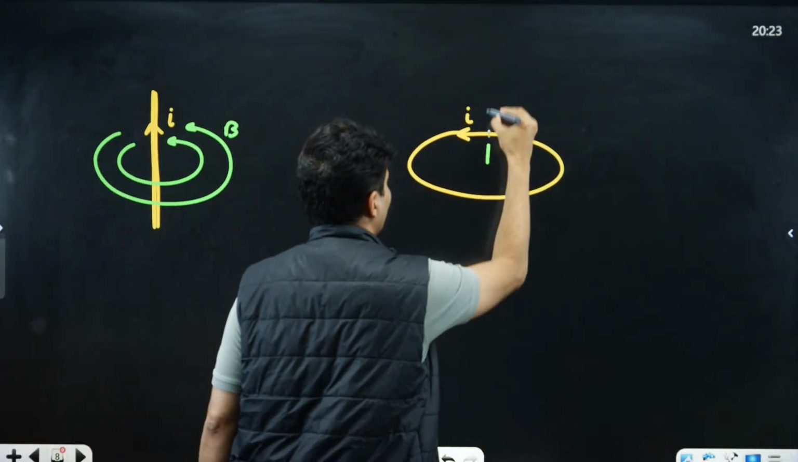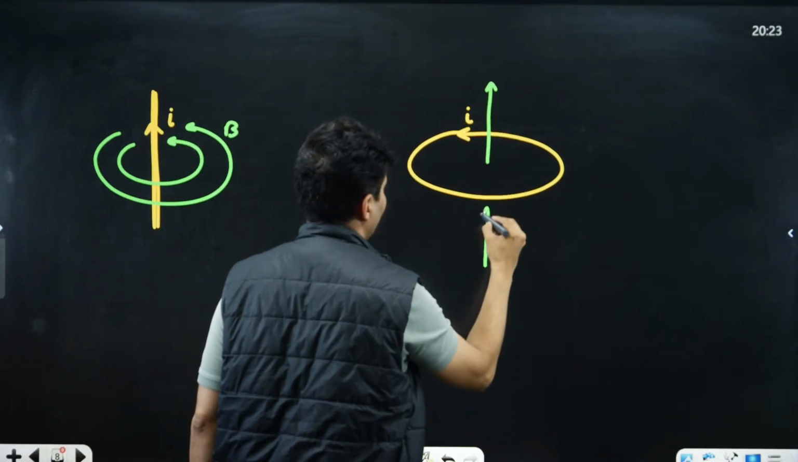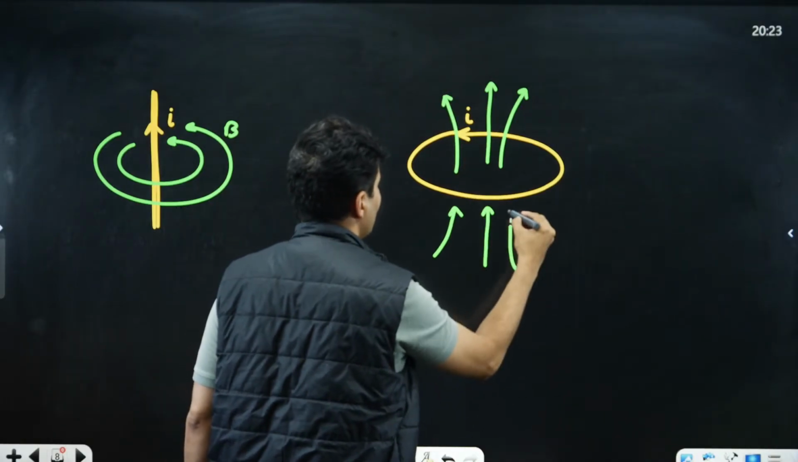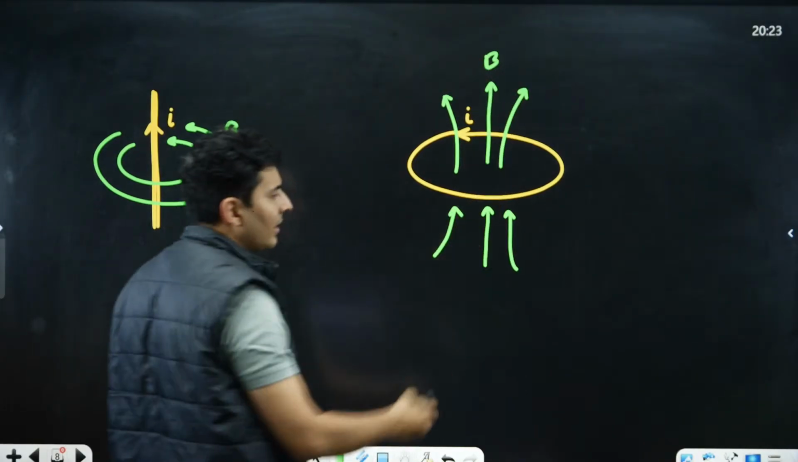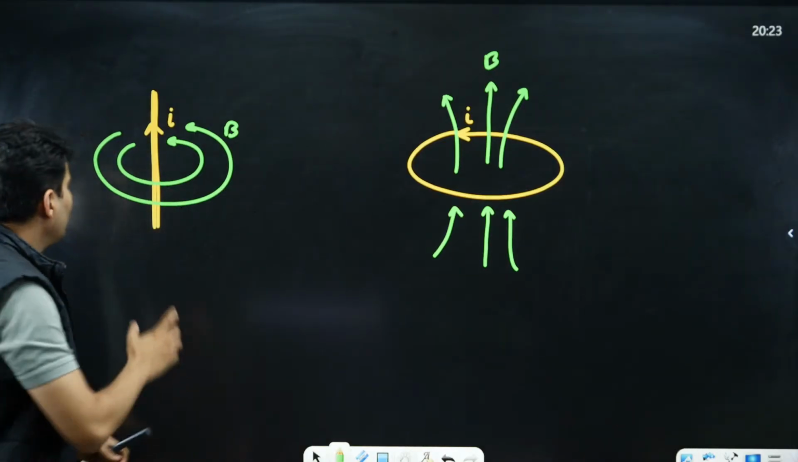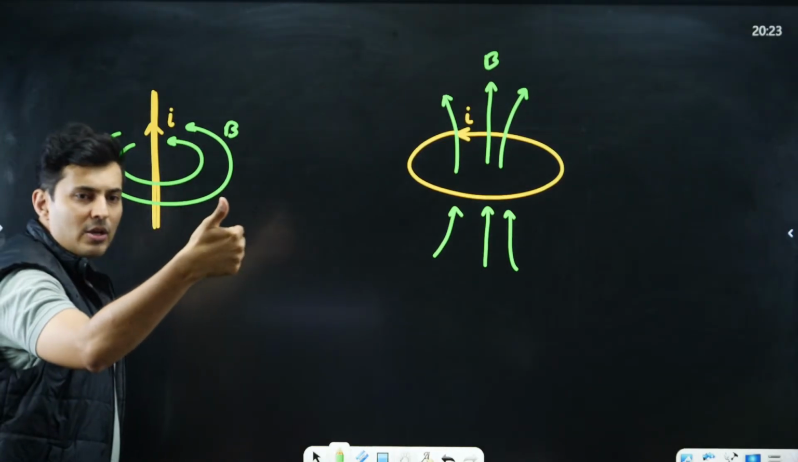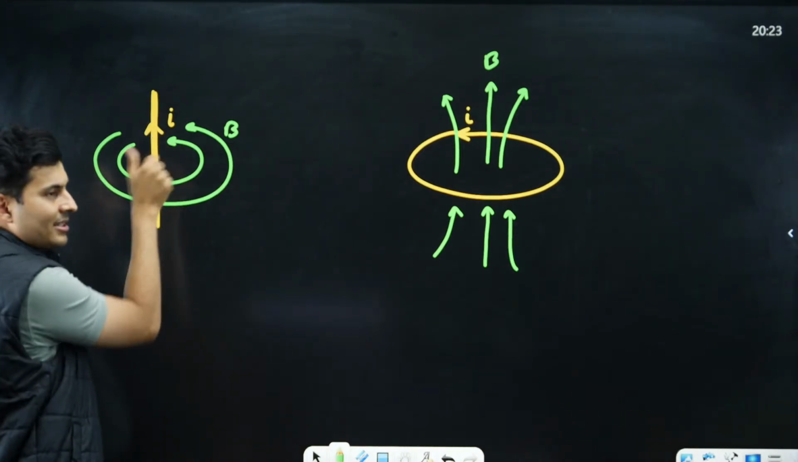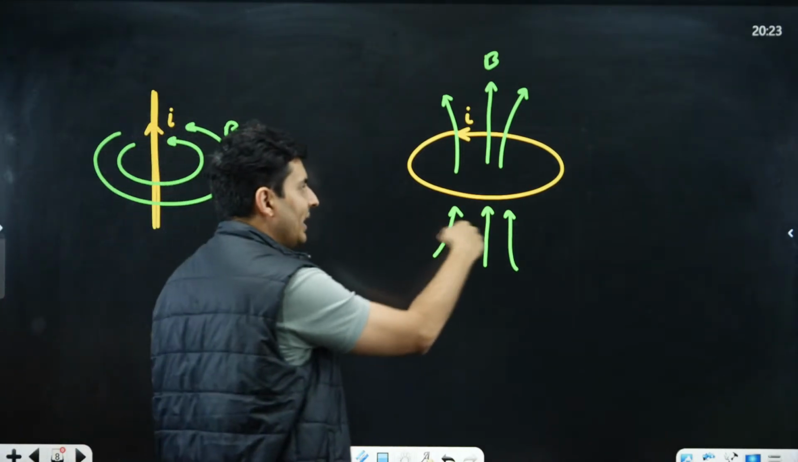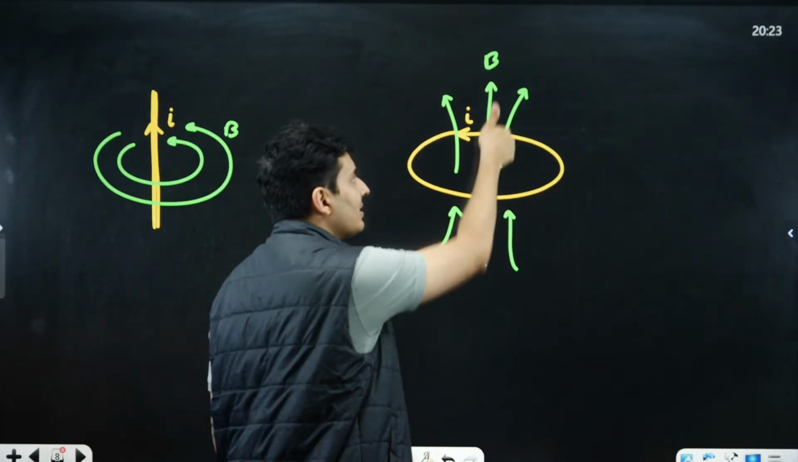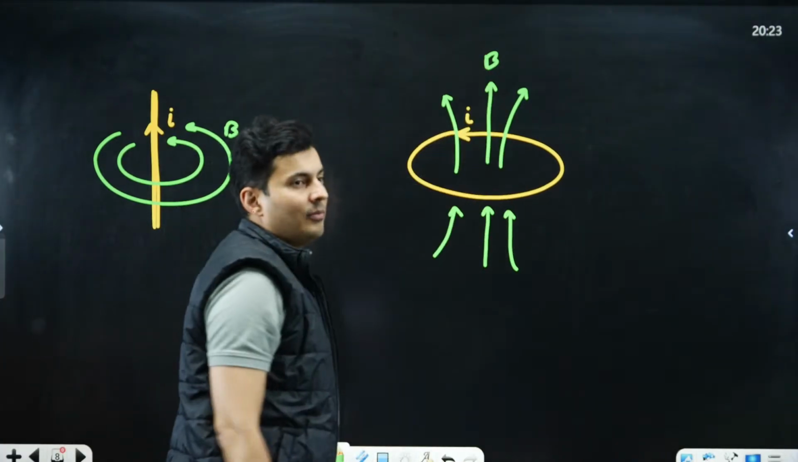Here, also they are curved, but the magnetic field will come like this and then it will go like this. Isn't it? This is how the magnetic field lines will look. See what is turning here, what is rotating, what is circular? The magnetic field. So obviously your curled fingers will be the magnetic field, and the current will be the straight wire. Here, what is turning, what is rotating? Current. So the current will be the curled fingers and the magnetic field will be the thumb.